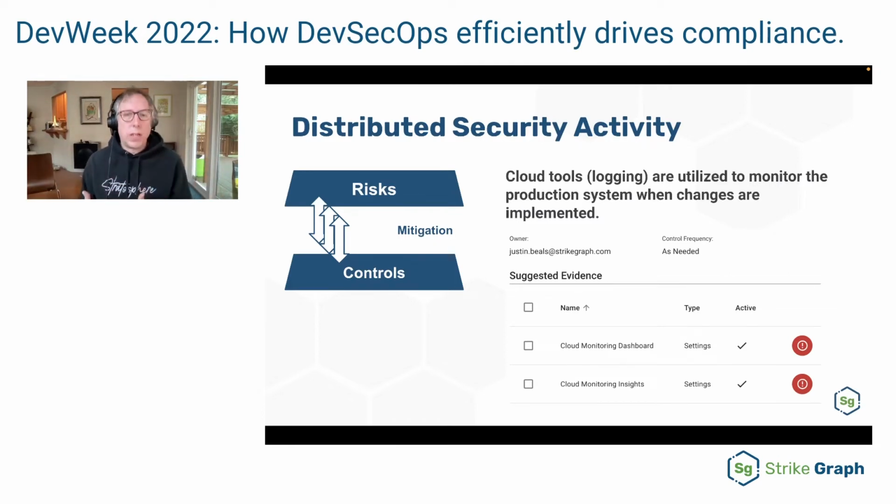You're going to both design controls and validate that the control is operating effectively. Some controls will be automated. Some controls will require a human being to engage them to ensure that they were operated effectively. But understanding that a control like cloud tools logging are utilized to monitor production systems is a great way to understand the scope of your security practice based upon the risks that you're confronted with.